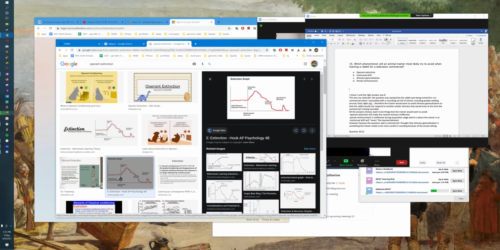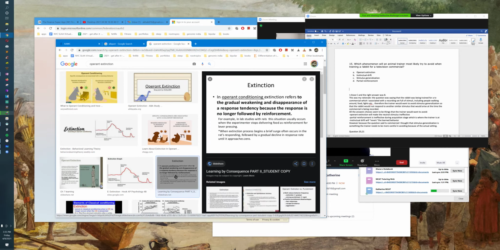I thought operant extinction happened whenever the neutral stimulus was no longer eliciting a conditioned response. Yeah, like when you stop pairing the neutral with the unconditioned one. Yeah, there's a difference though. Okay, so let's see, in between the two, right? Operant extinction.